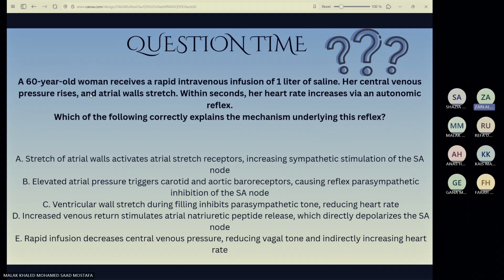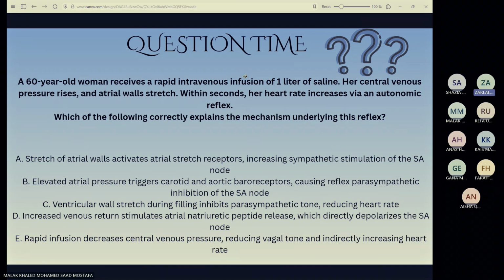So stretch of atrial walls will activate atrial stretch receptors. This will increase the sympathetic stimulation of the SA node. And I'll talk about this in the next slide. Basically, this is called the atrial Bainbridge response. So Malak, let's go to the next one.